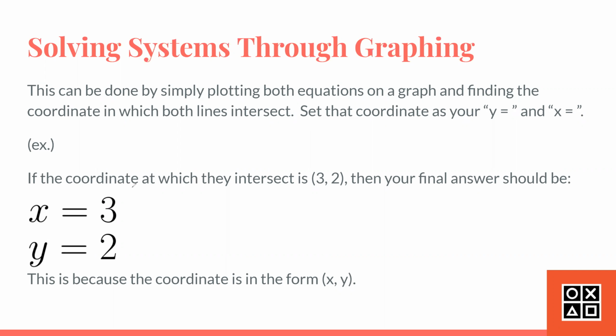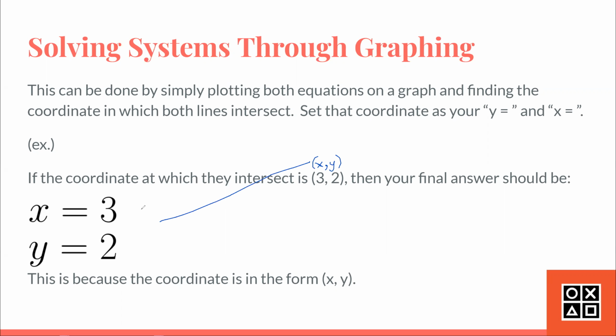If, let's say, for a random system of equations, the point at which they intersect is 3 comma 2, then your final answer should be x equals 3 and y equals 2. This is because the coordinate is in the form x comma y. So 3 is your x and 2 is your y.